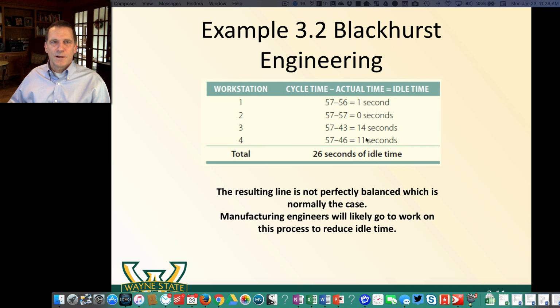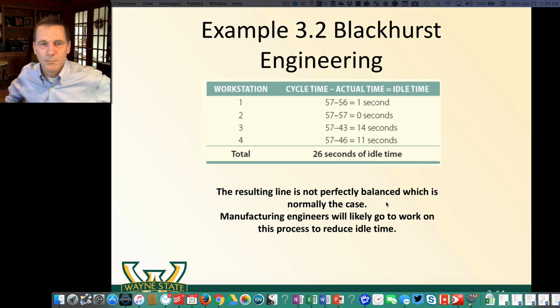So let's do a quick recap to make sure we understood. We built these 4 workstations using the takt time and the total seconds that we needed to work, to allocate those as efficiently as possible using the precedence diagram. We had some idle time at all but one of the workstations, the bottleneck, the slowest workstation. Workstation 1 had 1 second, Workstation 3 had 14 seconds, Workstation 4 had 11, for a total of 26 seconds of idle time. The resulting line is not perfectly balanced, which is normally the case.